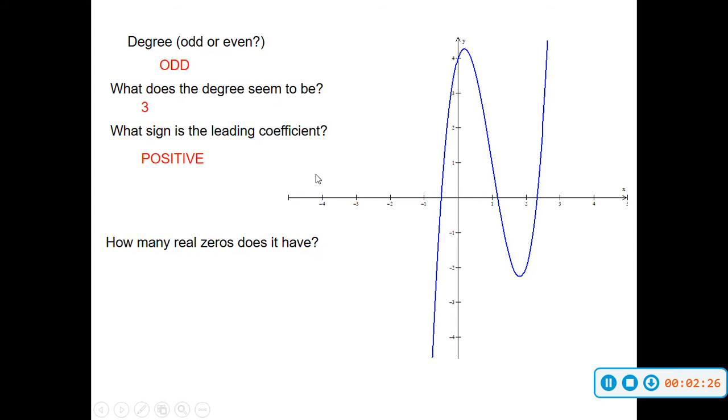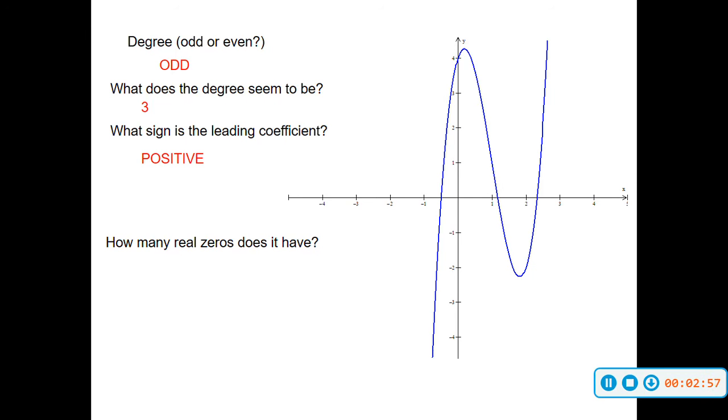Now, it asks how many real zeros does it have? We didn't talk about this in this chapter. We talked about it in chapter 4 with quadratics. Anybody remember what real zeros are? Okay. Zeros, solutions, roots, x-intercepts are all the same. So how many x-intercepts does this have? 3.